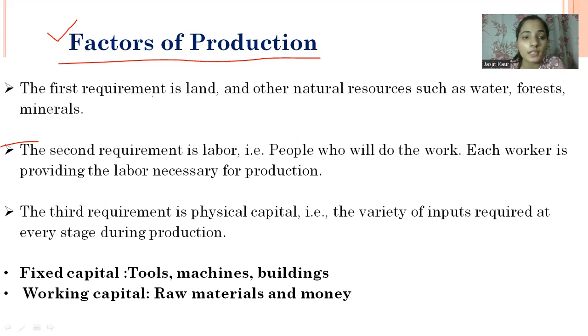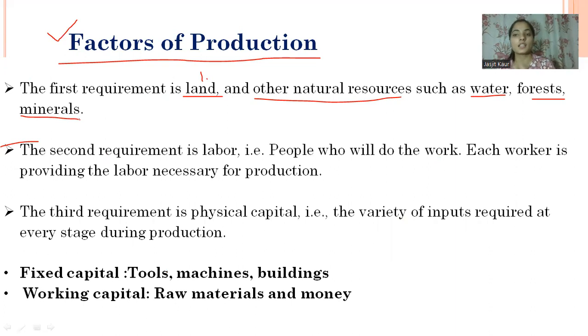So the first requirement is land, as we have mentioned earlier also. Land is very important, because on that land we are going to establish our industry. So land is the first factor required while establishing any industry. And apart from land, we have other natural resources like water, forest, and minerals, because all these things are important for manufacturing any product in the industry. So apart from land, we also look at whether these resources are easily available or not.